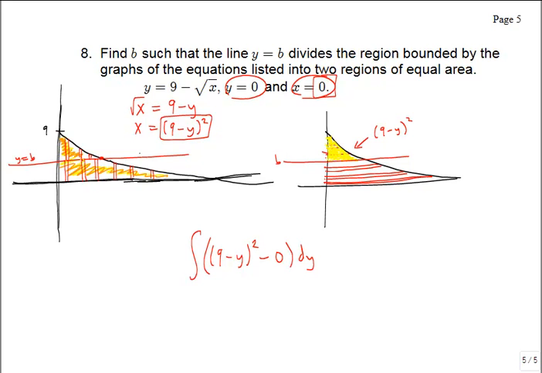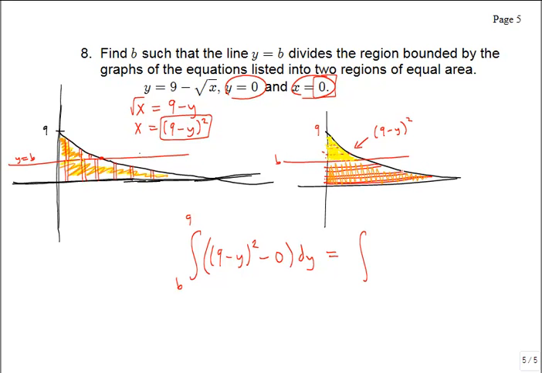How does y vary? Well, y starts at a height of b, and it goes up to this intercept, which we knew was at 9. So the bounds for this upper region would be from b up to 9. So that's the top half. What we want is that area to equal the area of this bottom half down here. So what would that integral be?